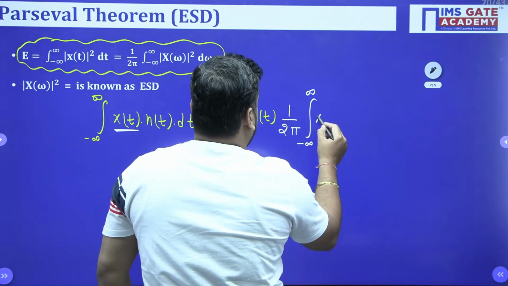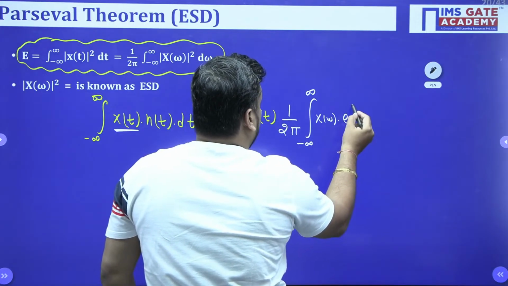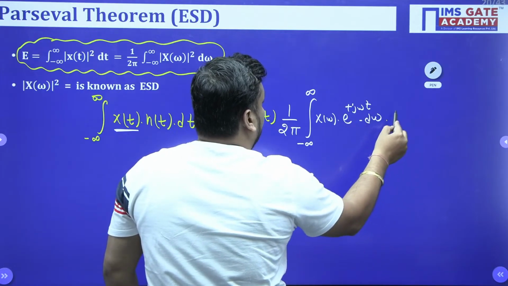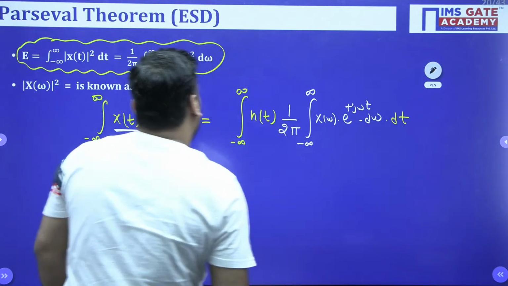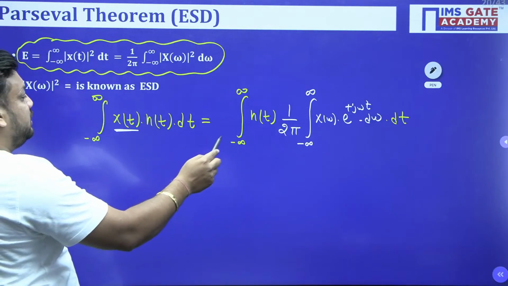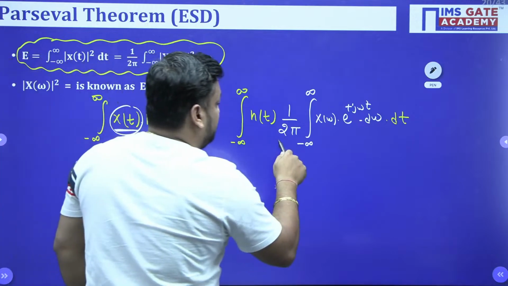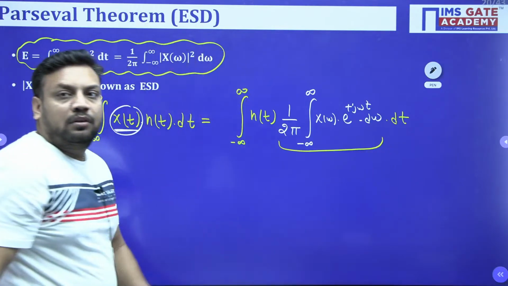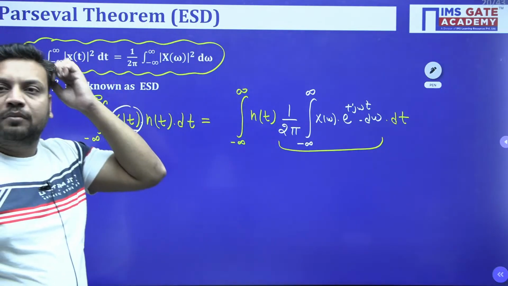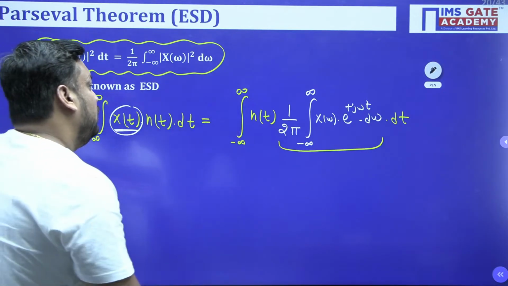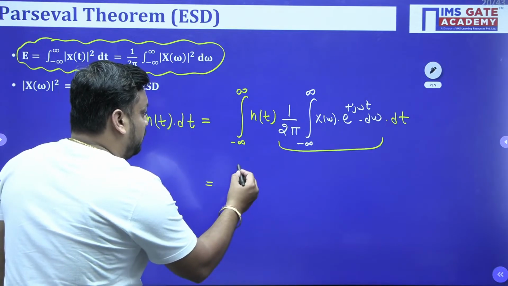I should write x(t) as 1/2π ∫ X(ω) e^(+jωt) dω, and then dt. Yes or no? It means this h(t) stays as it is, sir. Whatever this x(t) is, I have just mentioned it in the white color. Is it clear, beta? So now it is going to be clear. So now tell me, students, what will you get, Purushottam?